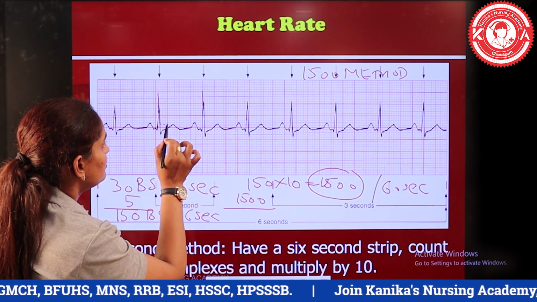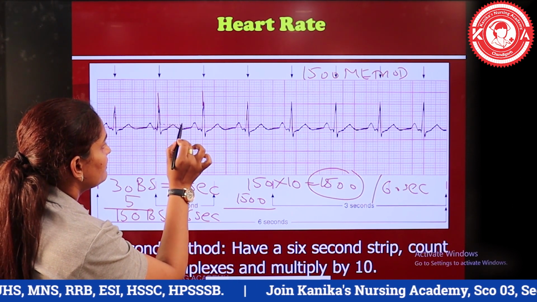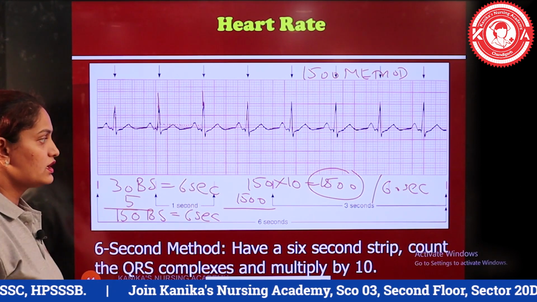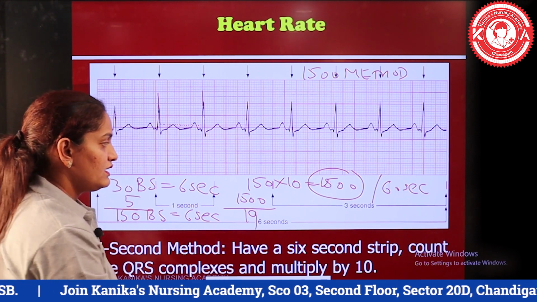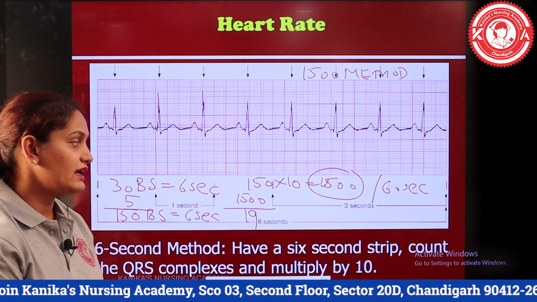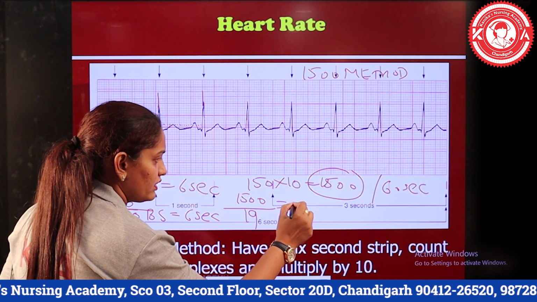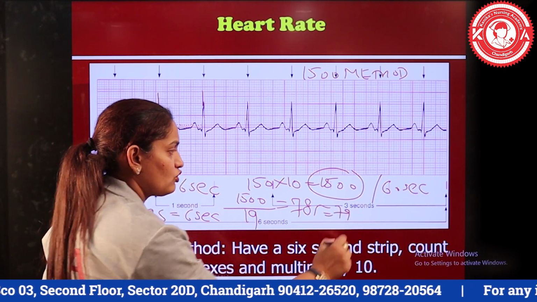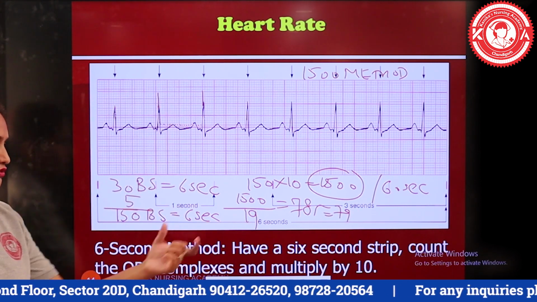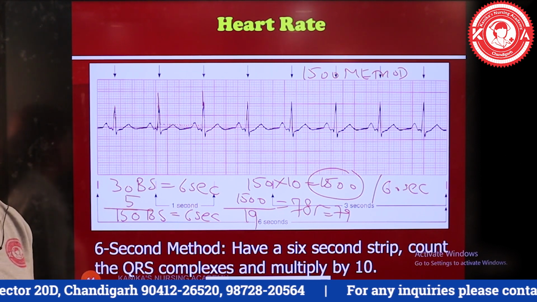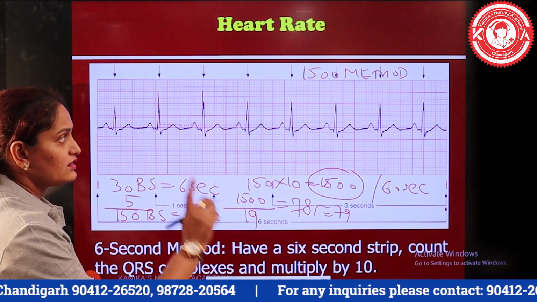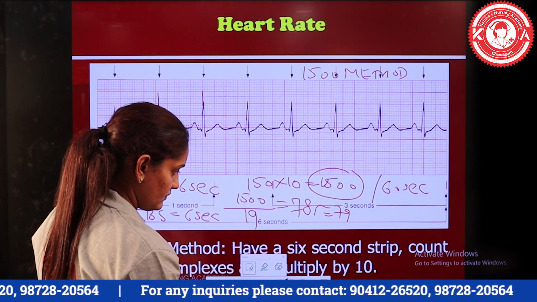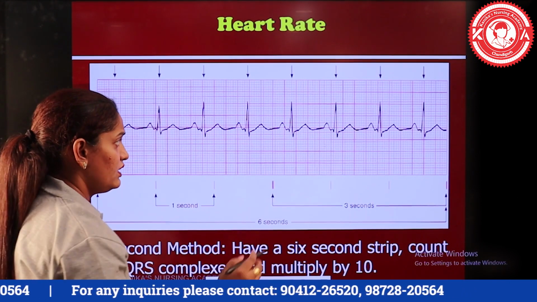1, 2, 3, 4, 5, 6, 7, 8, 9, 10, 11, 12, 13, 14, 15, 16, 17, 18, 19. Okay, so if we divide 1500 by 19, it comes to around 78 or approximately 79. So earlier by the 6-second method it was 80, and now it has come out to be 78 or 79. The third and last method is, I will just delete this from here and review it again for you.